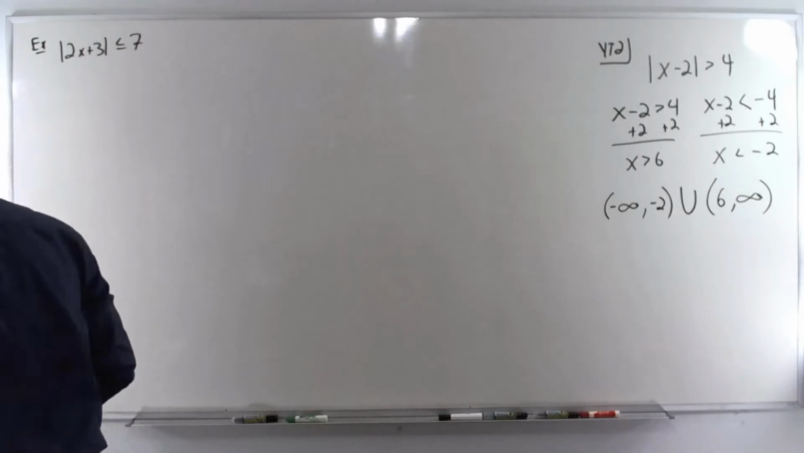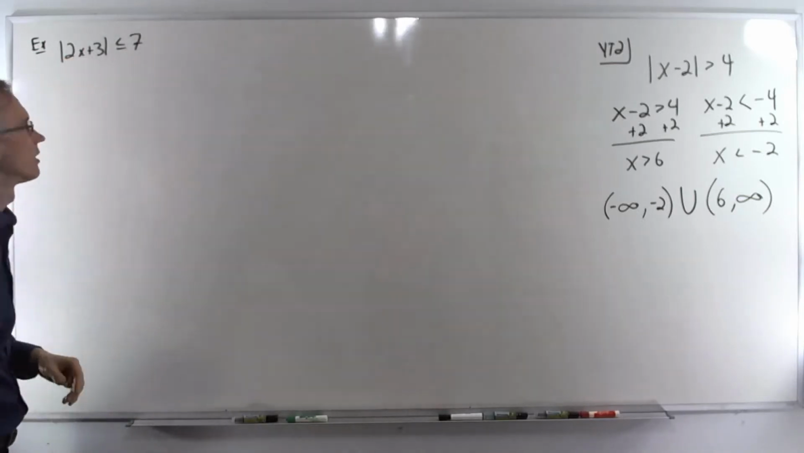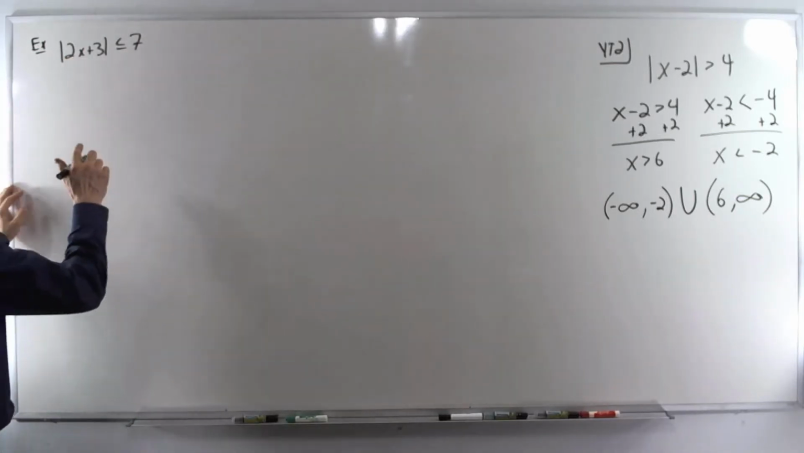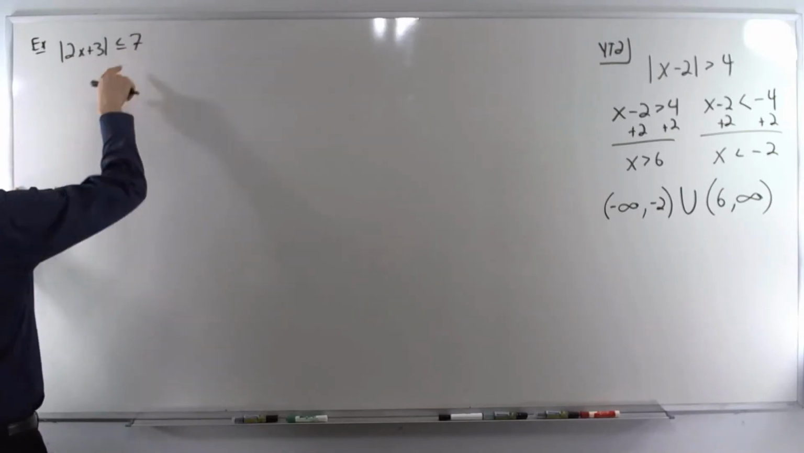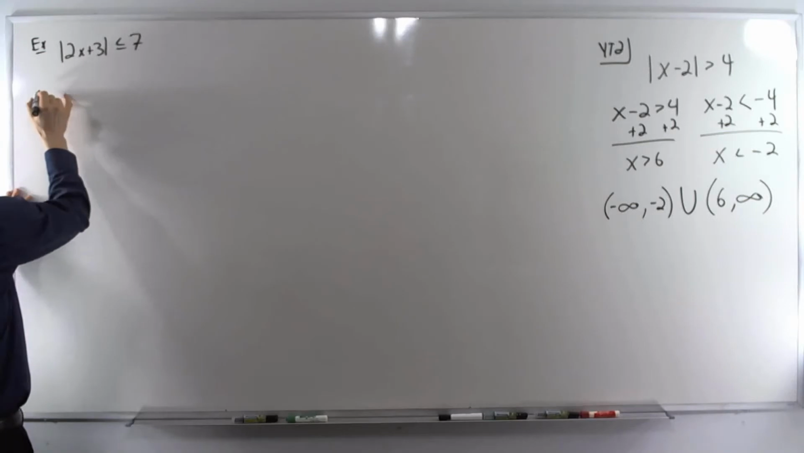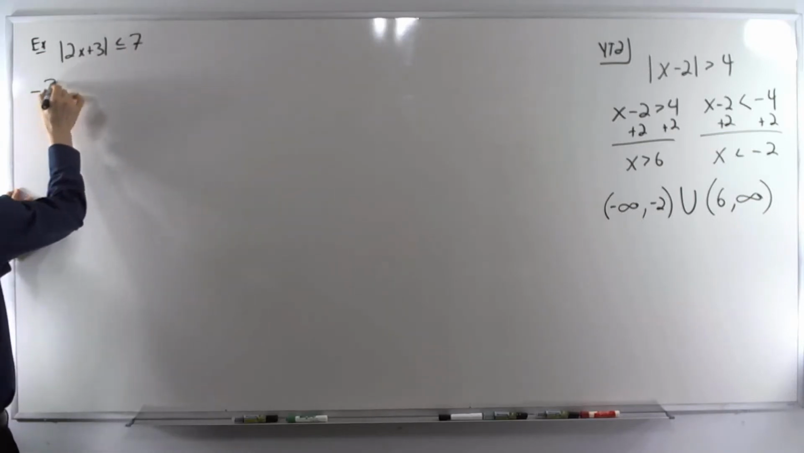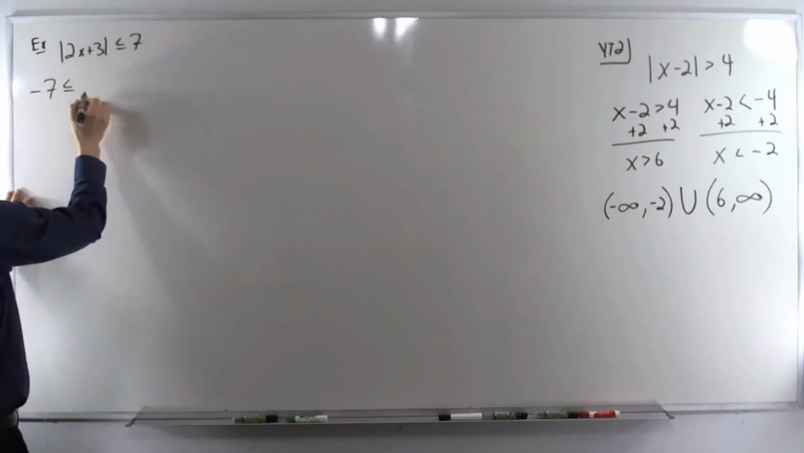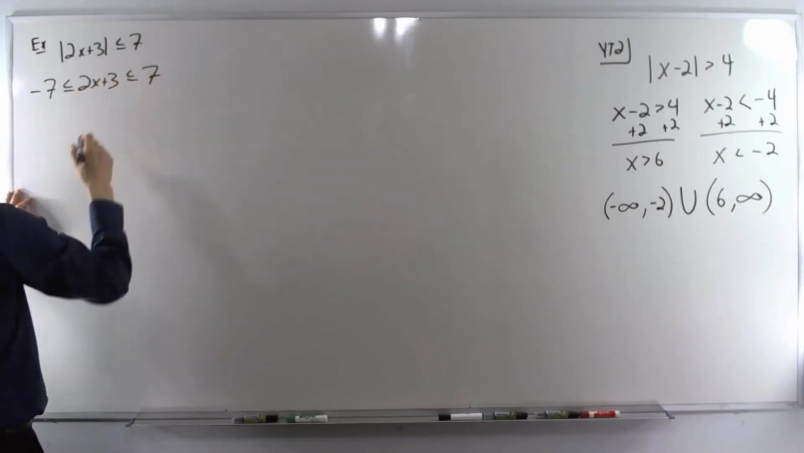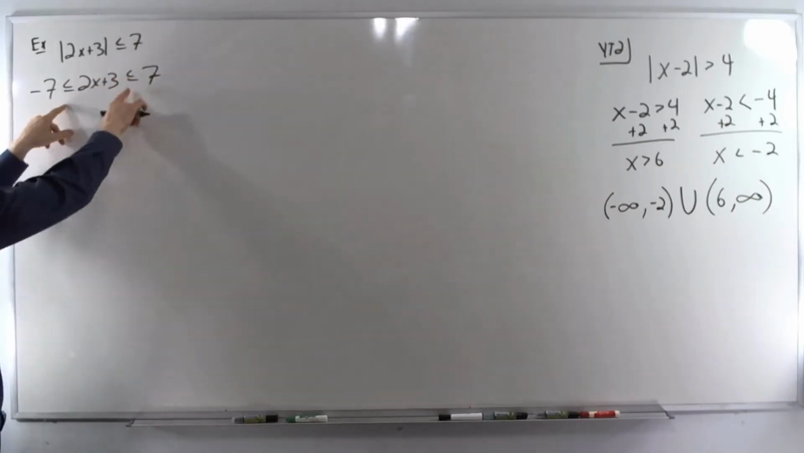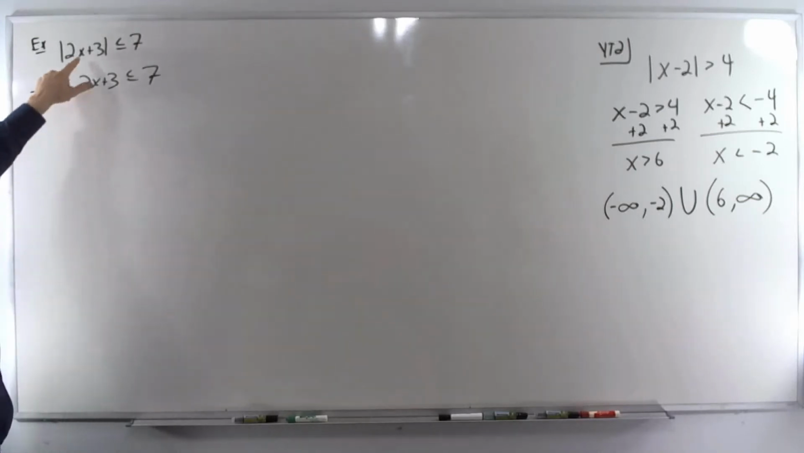So some of these will have a little bit more complex expressions inside there. But it's going to work the same way. We got the absolute value part is less than or equal to the number. So this is an and inequality. So we'll take the opposite, put it over here, negative 7, less than or equal to 2x plus 3, less than or equal to 7. Make sure these always face the same way. Should be the same way as up here.